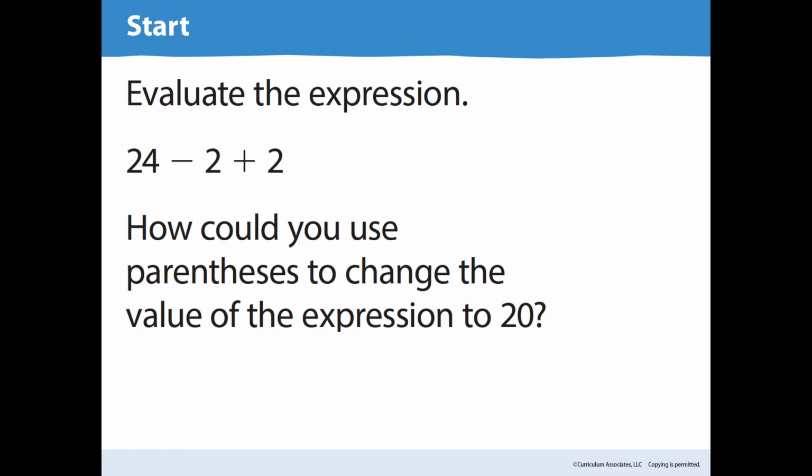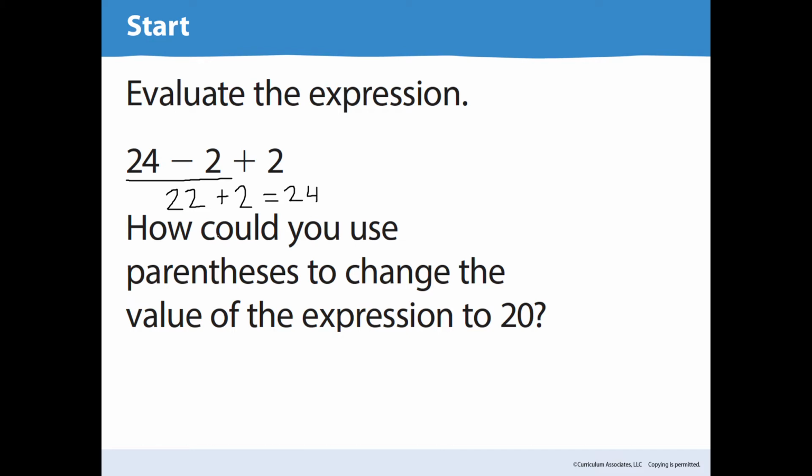Next would be multiply or divide. We don't have that either. And last, we have add or subtract, whichever comes first. So looking at our problem, 24 minus 2 comes before 2 plus 2. So we're going to solve this first. 24 minus 2 is 22. And then we're going to add our 2. 22 plus 2 equals 24.